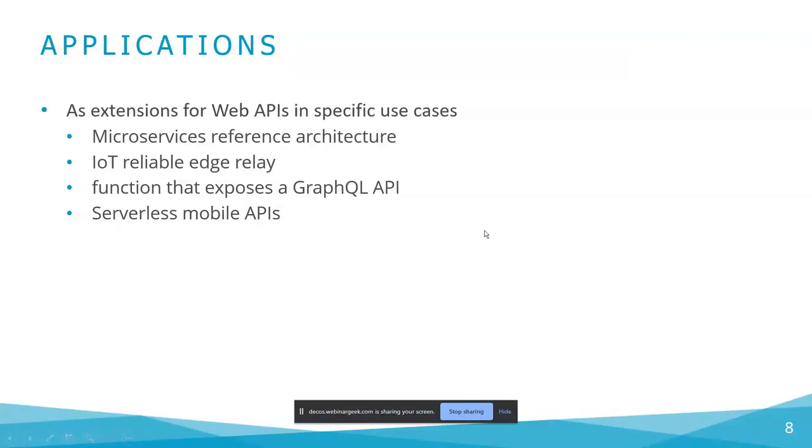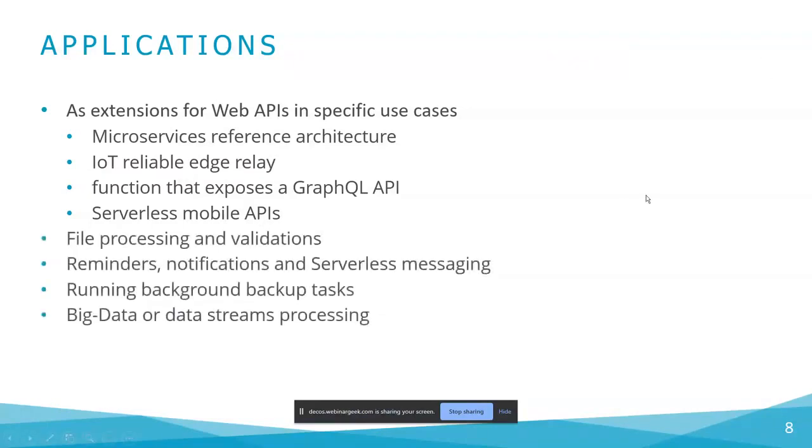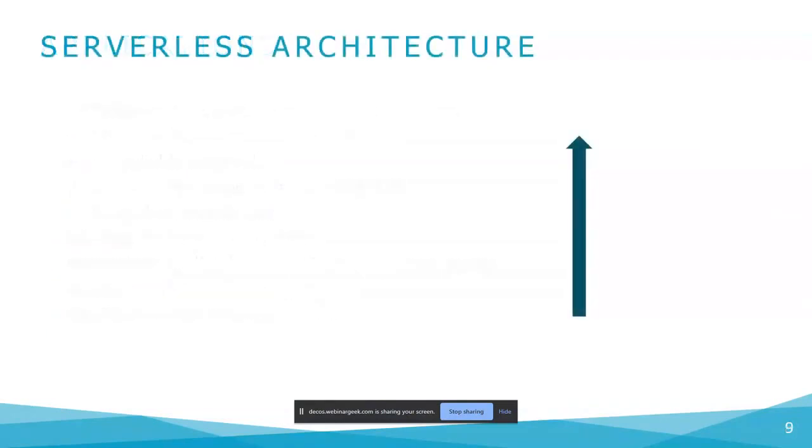And apart from these extensions, we can also use them for file processing and validations whenever files are being uploaded to storage services or being downloaded to on-premises storage systems. We can use them to implement reminders, notifications, and serverless messaging among your different applications. Then we can also use them for running background backup tasks and for big data or data streams processing. These are all the different use cases that I have come across so far, but there can be more.